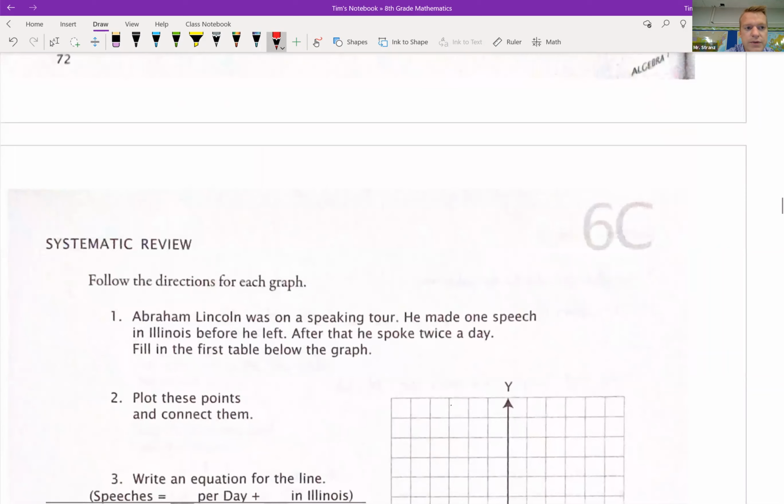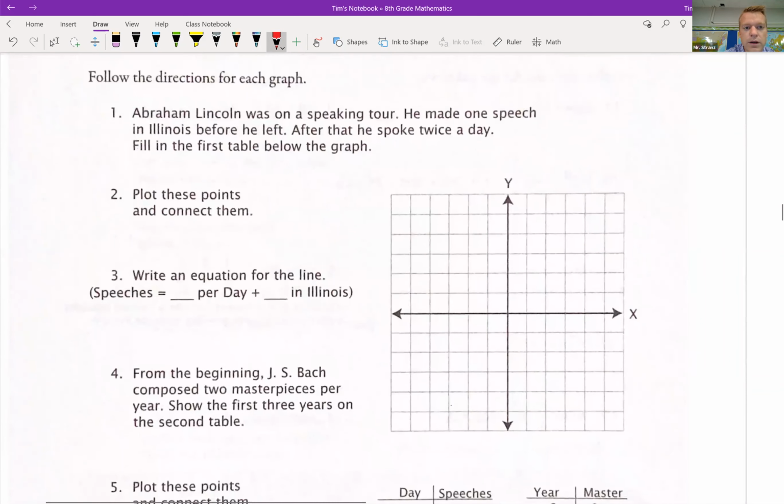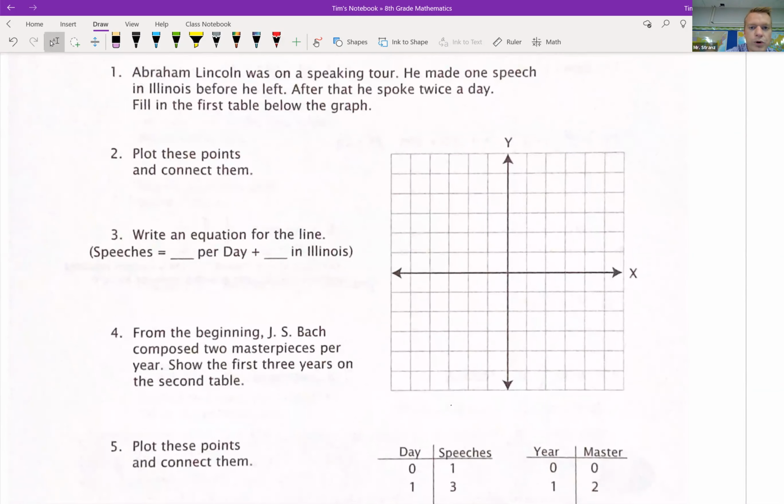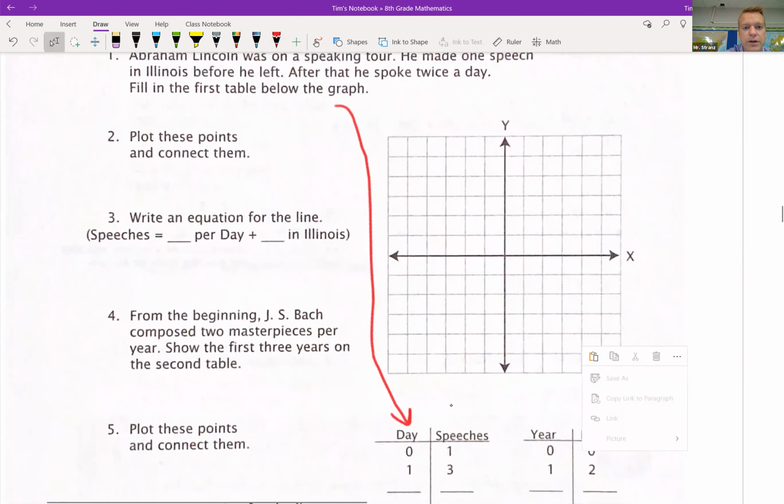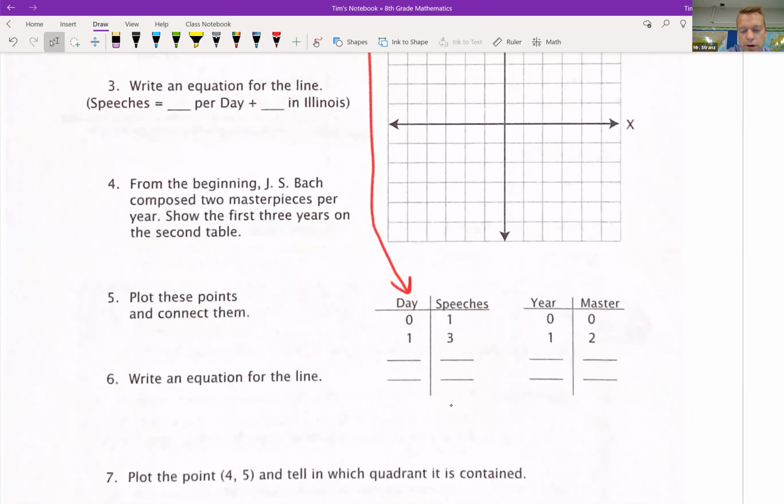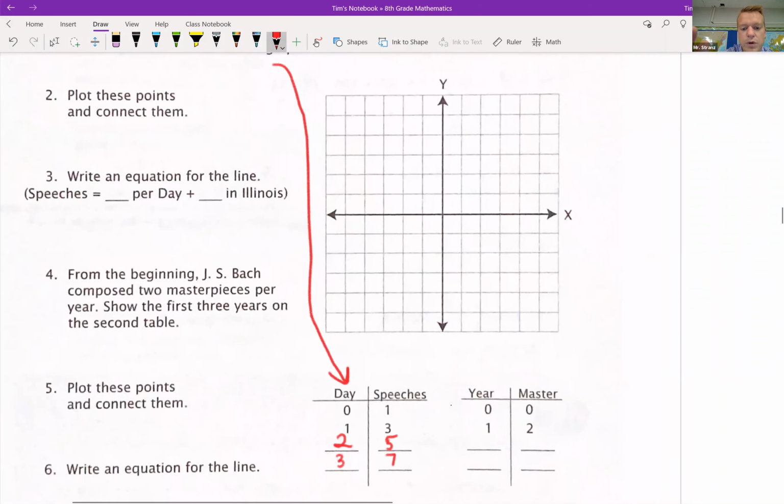Let's go to page 73. Okay, so for 73, number 1 word problem, you're going to use this table right down here. All right, so Abraham Lincoln was on a speaking tour. He made one speech in Illinois before he left. After that he spoke twice a day. So on the 0 day, he already made one speech. On the first day, he made 3. On the second day, he's going to make 5. Third day, 7.